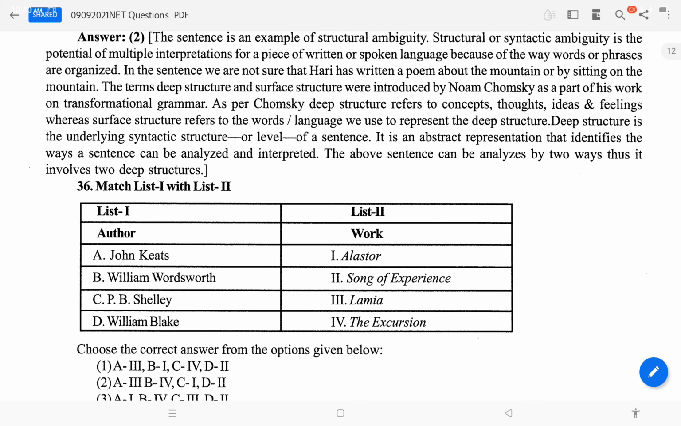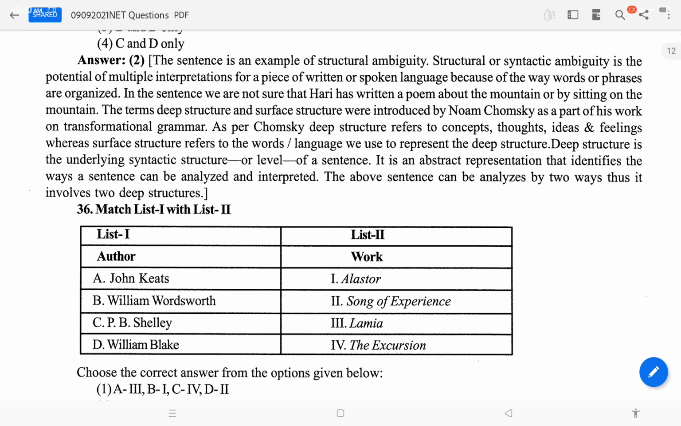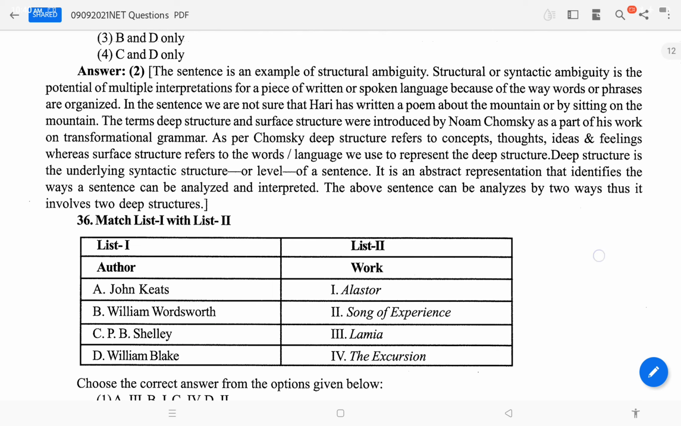So it can be analyzed in two ways. Therefore, it is two deep structures. One is surface structure and the other is deep structure.